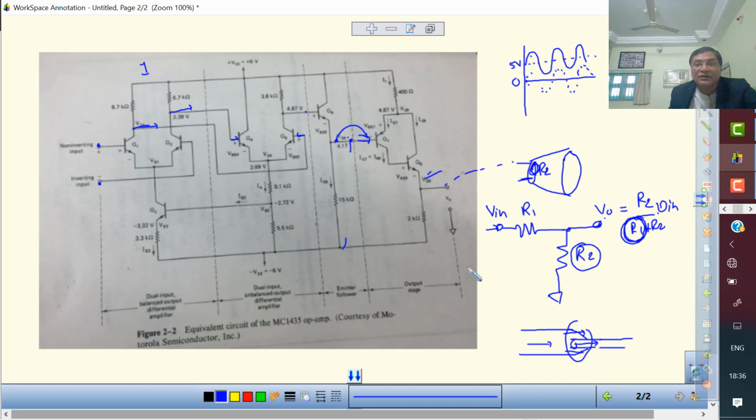It connects two things. It connects the device which has low input resistance, R2 is less, and a device which has high output resistance.